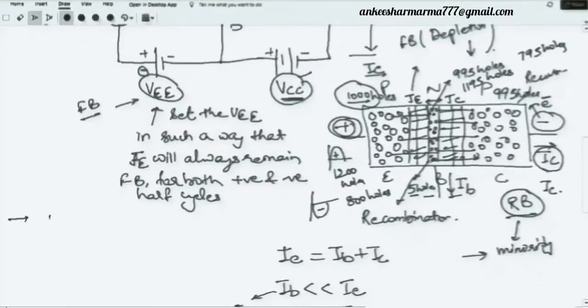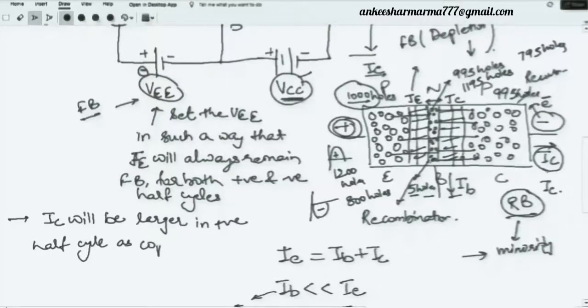I will write here: IC will be larger in the positive half cycle in comparison to IC of the negative half cycle.